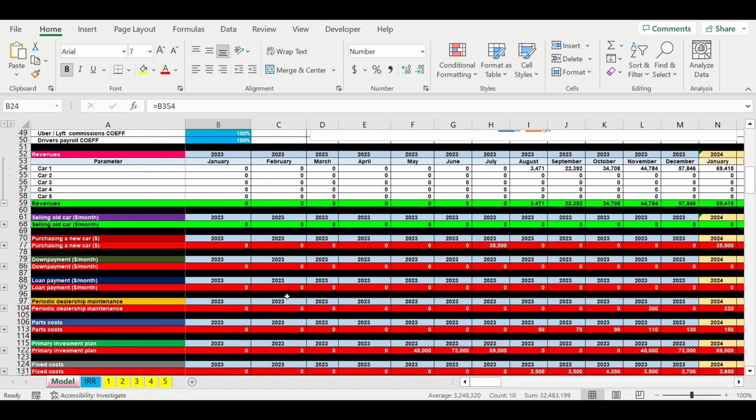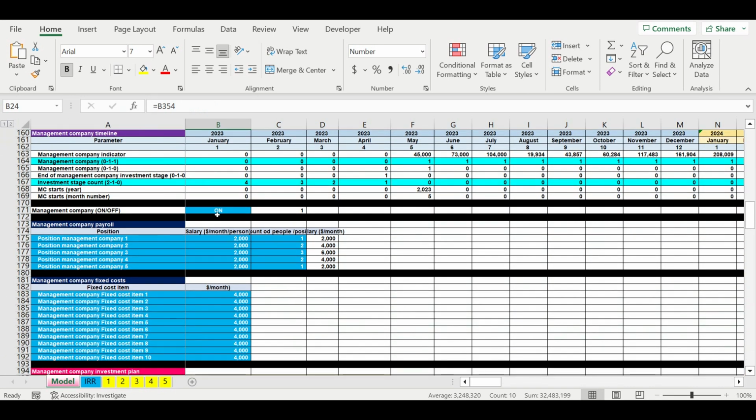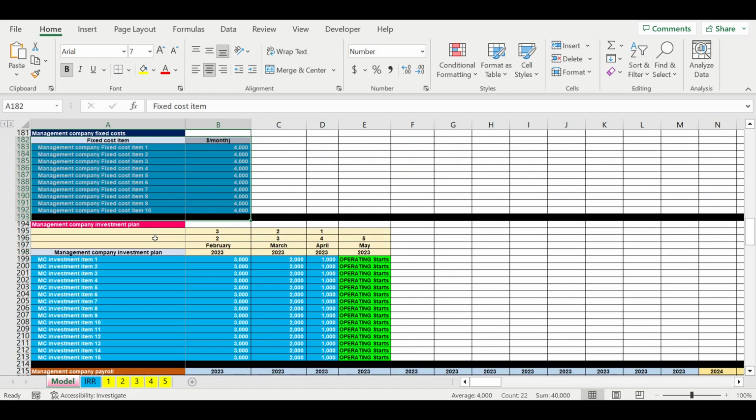Then here we have a switcher for management company. This is the payroll for management company. These are fixed costs for management company, investment plan for management company.